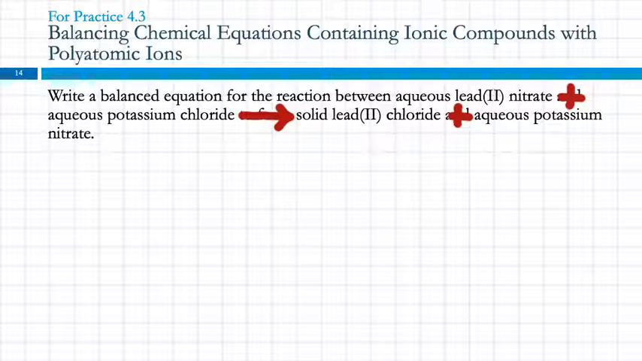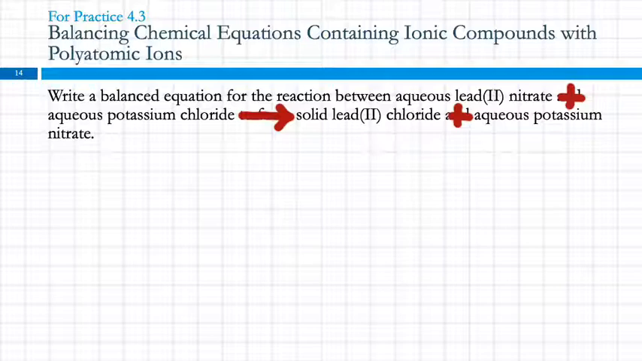Now these are ionic compounds, right, because they've got metals in them. We've got lead and potassium. Those are both metals. So writing the formulas for these compounds requires that we look at the charges on the ions. And so we need to make some notes off to the side.